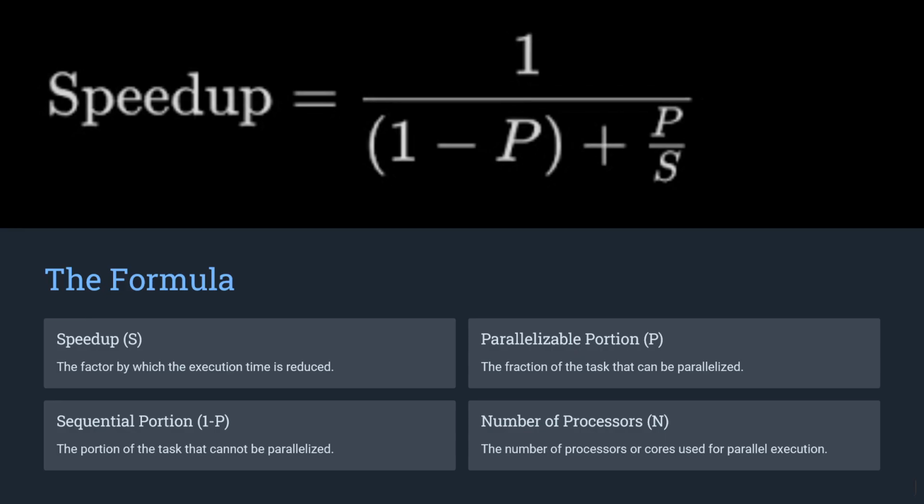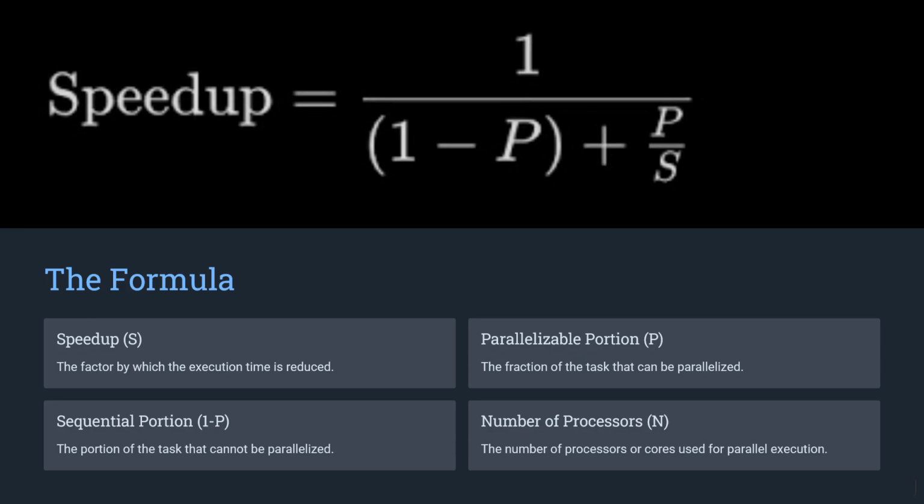What is the basic? Amdahl's law gives the theoretical speedup in latency of the execution of a task at fixed workload that can be expected of a system whose resources are improved. That means the scalability.